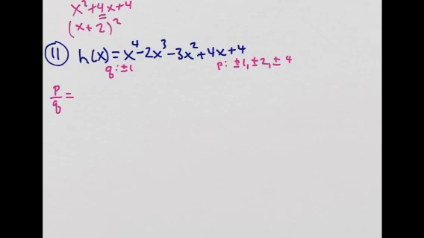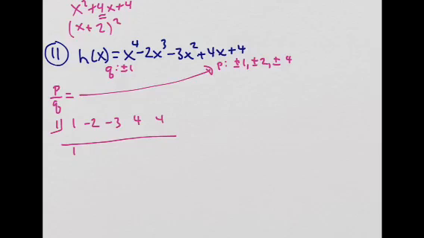Alright, so number 11, I listed the factors, the P factors and the Q factors. And because Q is plus or minus 1, then my P over Q factors are just going to be that list right there. So I'll start off with 1, -1, 2, -2, 3, -3. So now it's a fourth power, fourth degree. So that means that we could end up with 4 zeros. Okay? Bring down the 1. 1 times 1, -1, -1, -4. -4, 0, 0, 4. Okay, so this one does not work.